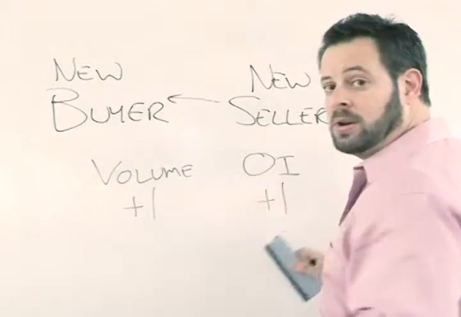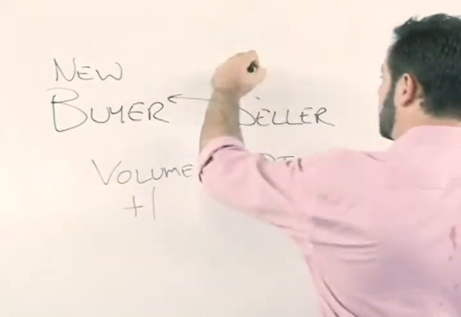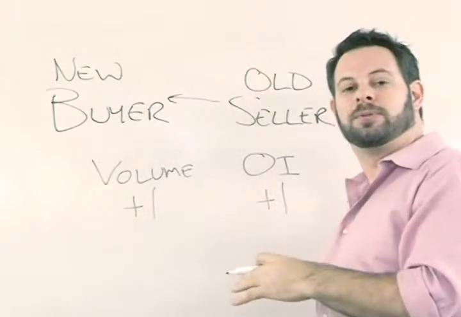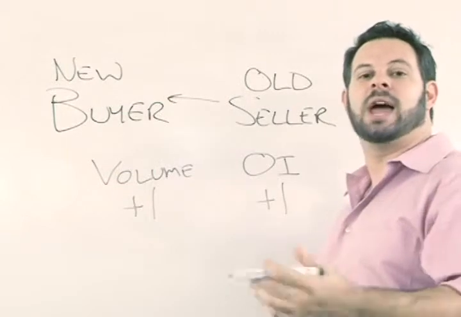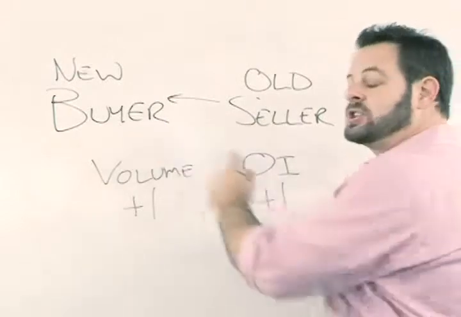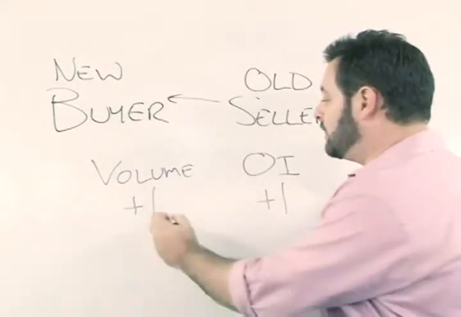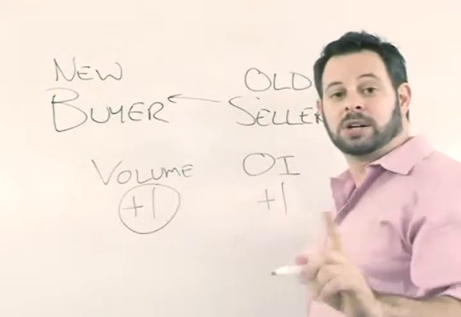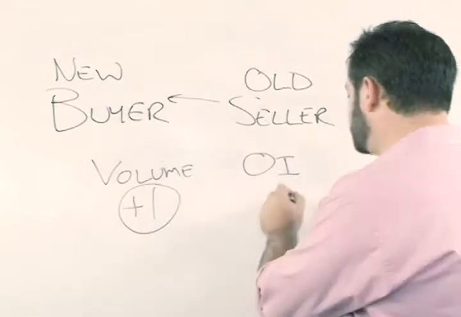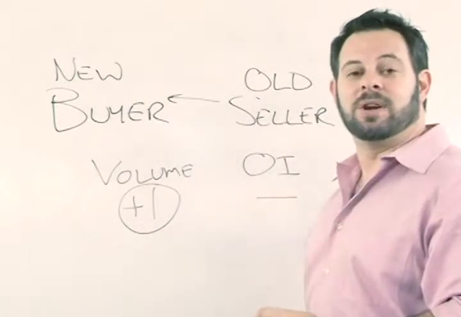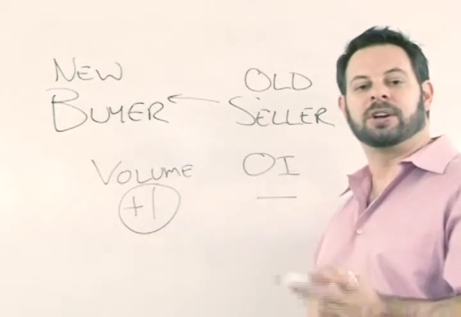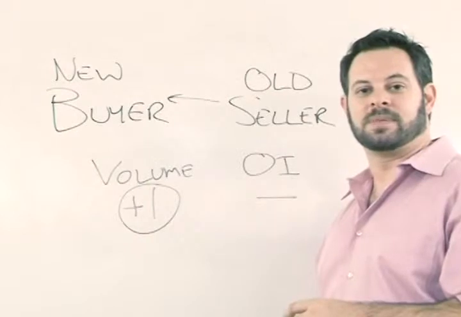Well, there's another thing that could happen. What if this were an old seller? This is someone who already owned a futures contract and has decided to exit their position for whatever reason. Well, what they do then is they are simply transferring that ownership to me. The volume would still rise by one contract because that is one contract being traded. However, open interest would not change. We have not created a new contract. We have simply transferred ownership of a current contract to someone else.